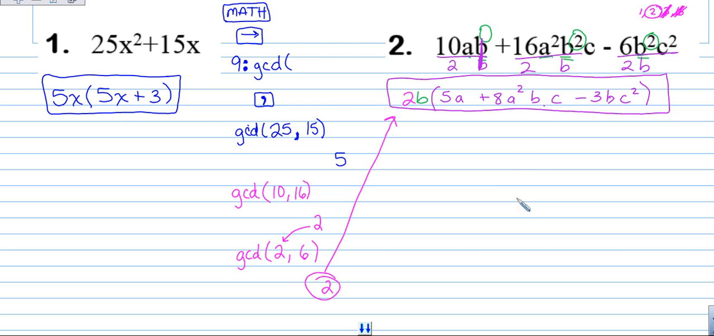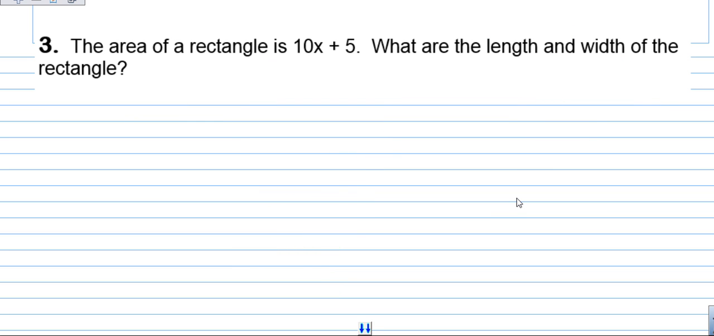Okay? So moving on to question 3. This one gets a little bit harder, okay? Because it's a word problem. And it's really not any harder. It's actually probably easier than the very first question that we did. Okay? It says the area of a rectangle. So I see area, I see rectangle, and then I have this. Okay? What are the length and the width of the rectangle?